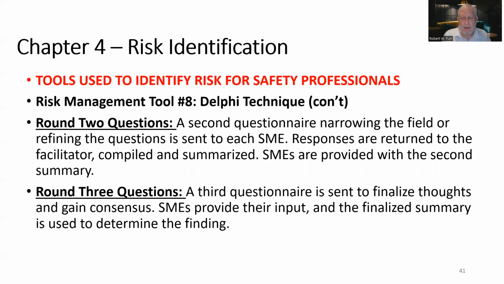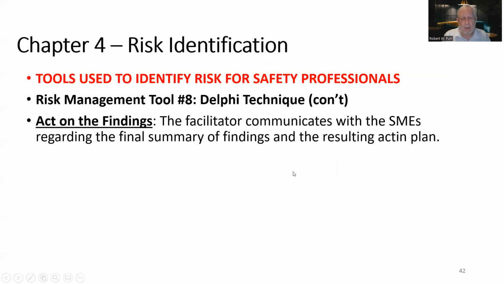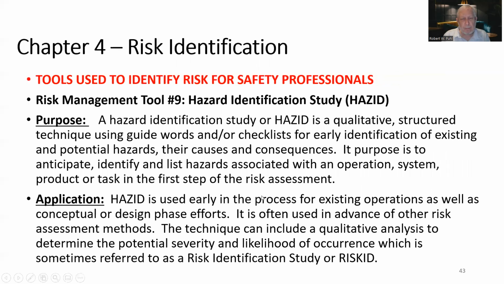A second questionnaire narrowing the field or refining the questions is sent again to each SME. Responses are returned to the facilitator, compiled and summarized. SMEs are provided with a second summary. So round three, a third questionnaire is sent to finalize thoughts and gain consensus. SMEs provide the input and the finalized summary is used to determine the findings. Now it doesn't say you can do it in just three, you can do more than that. The facilitator communicates with the SMEs regarding the final summary of findings and the resulting action plan.